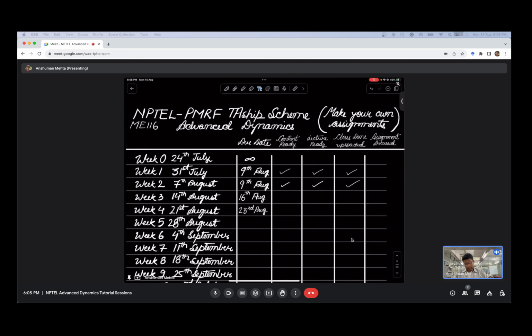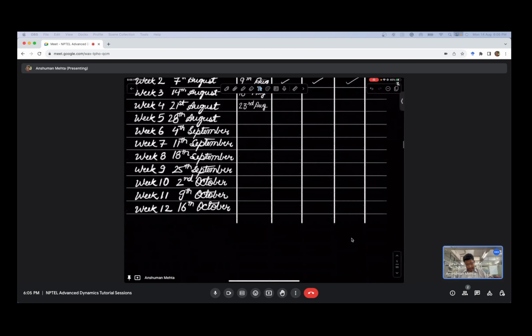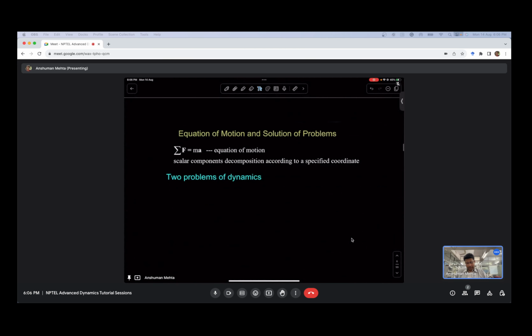The week 0 assignment was released on 24th July, and then the week 1 assignment was released on 31st July. So these are the deadlines, and today is the 14th. The week 3 assignment is yet to be submitted, which consists mostly of particle kinetics problems, and so we'll be doing that today.